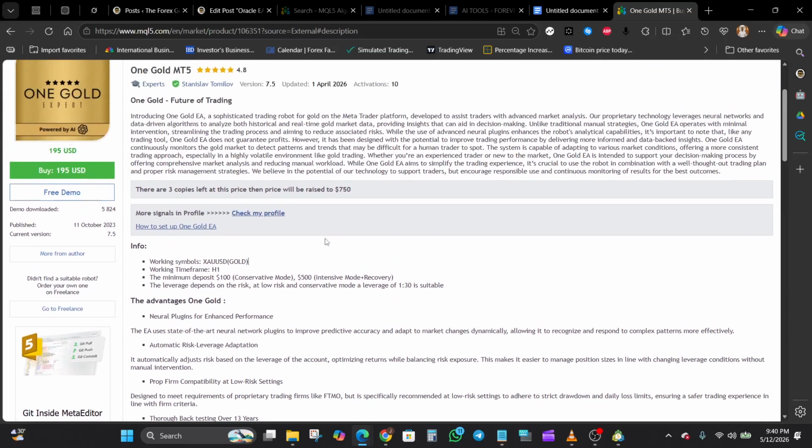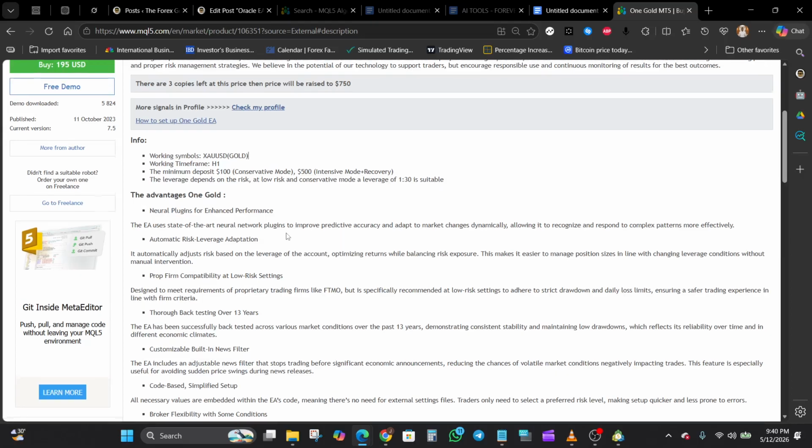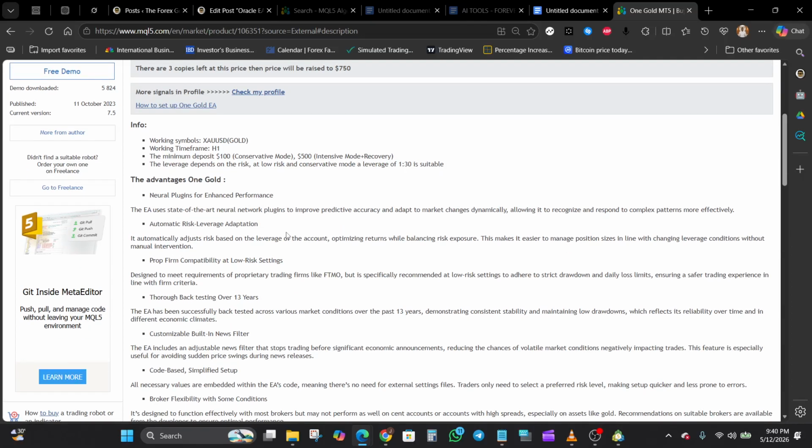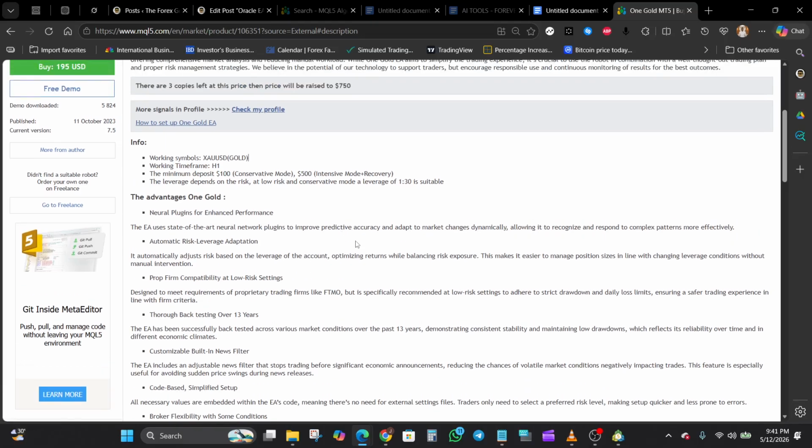One thing I do like here is that the setup looks fairly straightforward. The developer explains that most of the important values are already embedded directly into the EA itself, so there is no need to load external set files. Basically, the trader mainly focuses on selecting the preferred risk level.